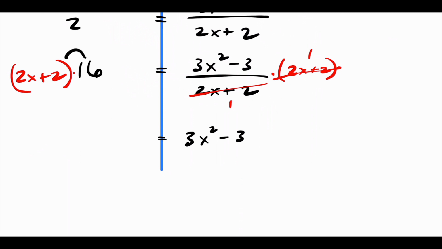And then on the other side, I got to do distributive property. So I have 32x plus 32.